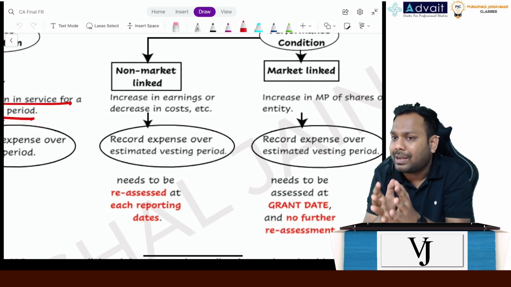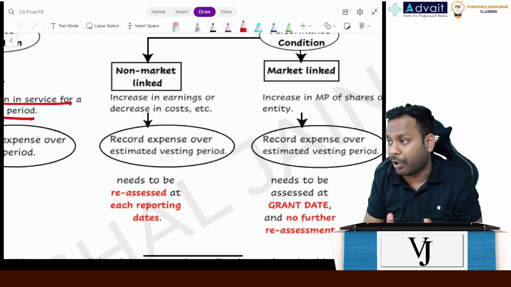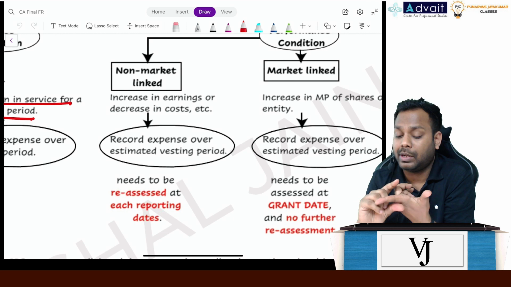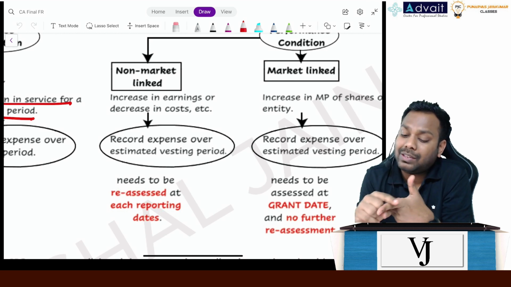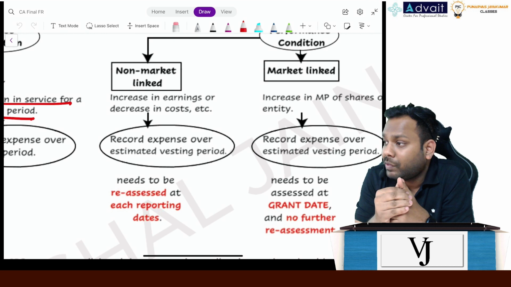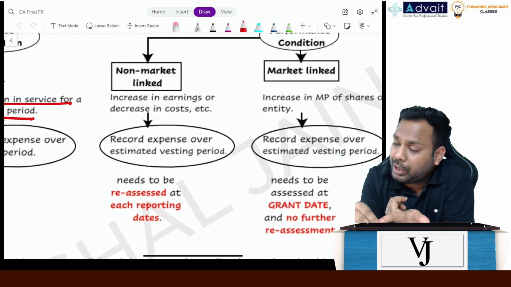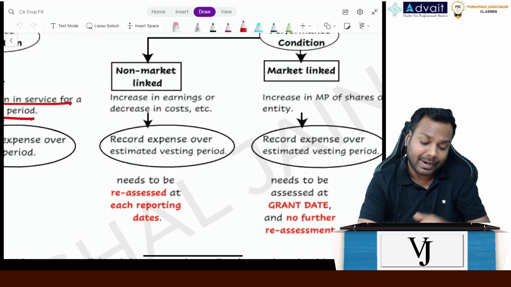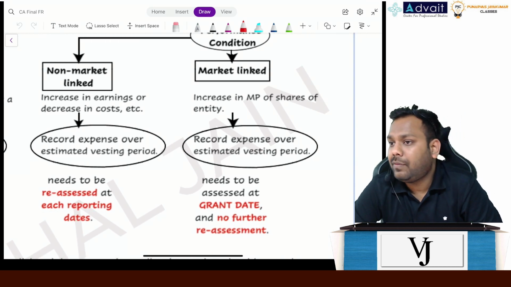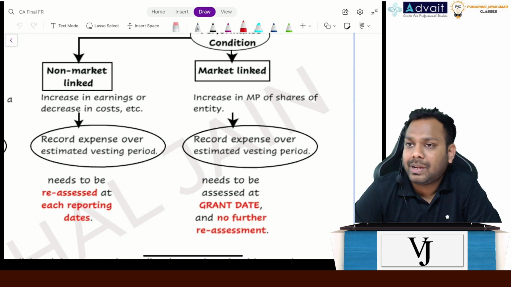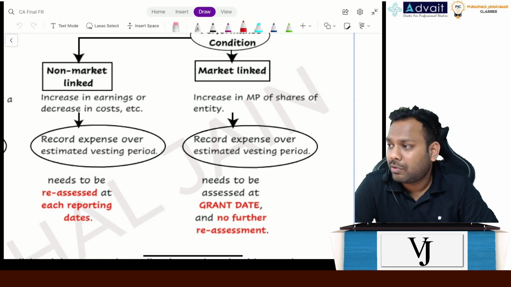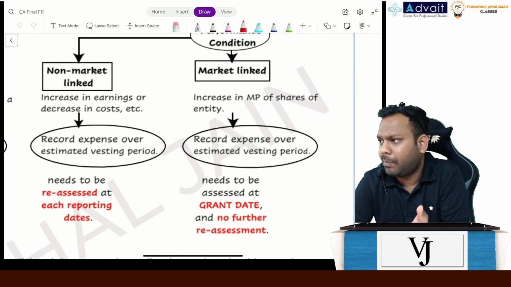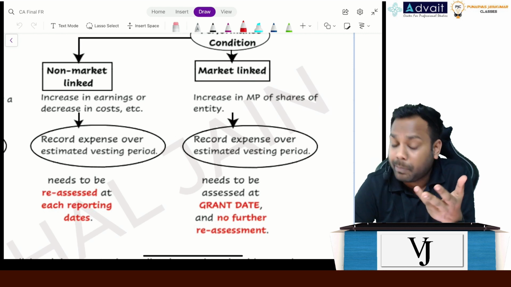It means a factor which is within the control of the employee. Increasing the revenue, increasing the profitability, increasing or decreasing the costs, all these factors are within the control of the employees. If the employees work effectively, the revenue can increase, the cost can decrease, the profitability can increase. But now coming to market linked: I will give you ESOPs only if the market price of my share touches this limit. Is it within the control of the employee? No. How can an employee drive the market price of the company? So that's not within the control of the employee.